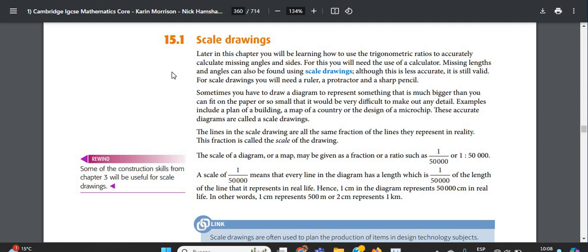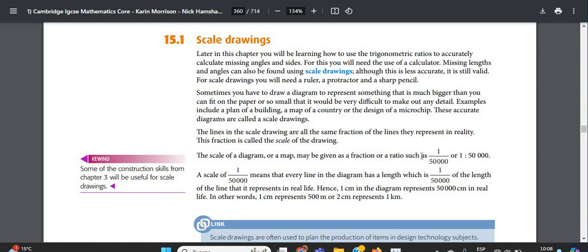We should have seen scale in second year when working with ratio. The idea is a scale. It helps you to convert information that is in a map into real life, or the other way around. If you have information or values in real life, you can convert it to a map.